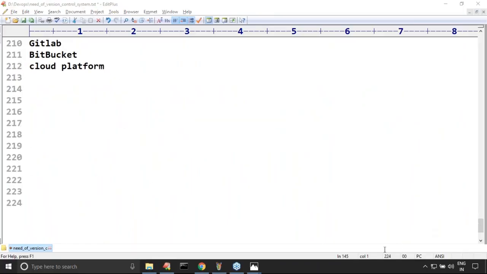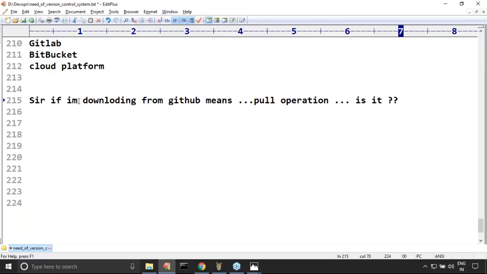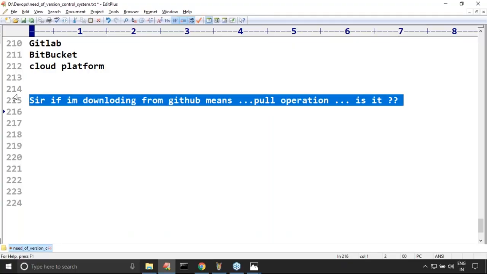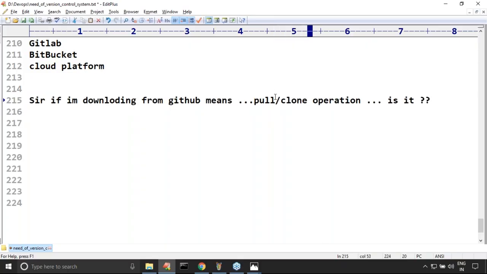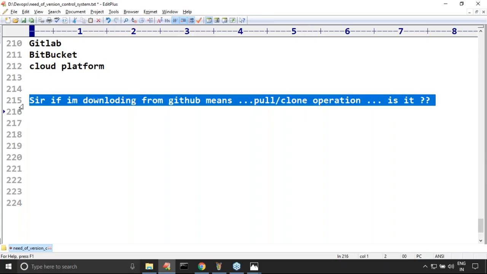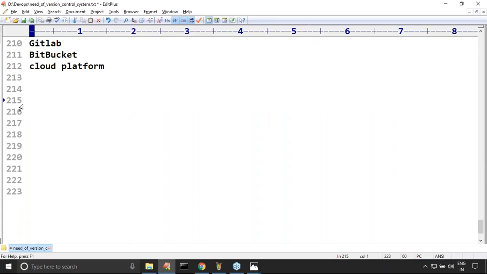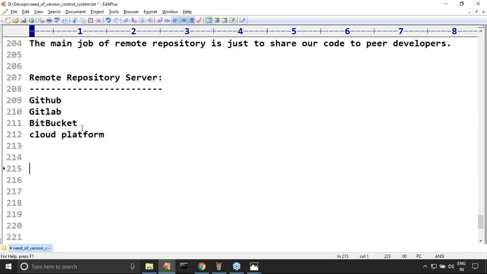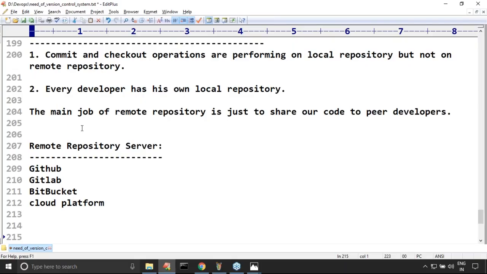Now, Viraj is asking a small question. His doubt is: downloading from GitHub, is that a pull operation? Yes, you are performing a pull operation, or there is another operation named clone. A small difference is there. That part we will discuss in detail, not at this stage. For now, pull means you are getting code from the remote repository to the local repository. That's it. Clear? Any doubt about this one? Okay, it will be discussed at the next level.